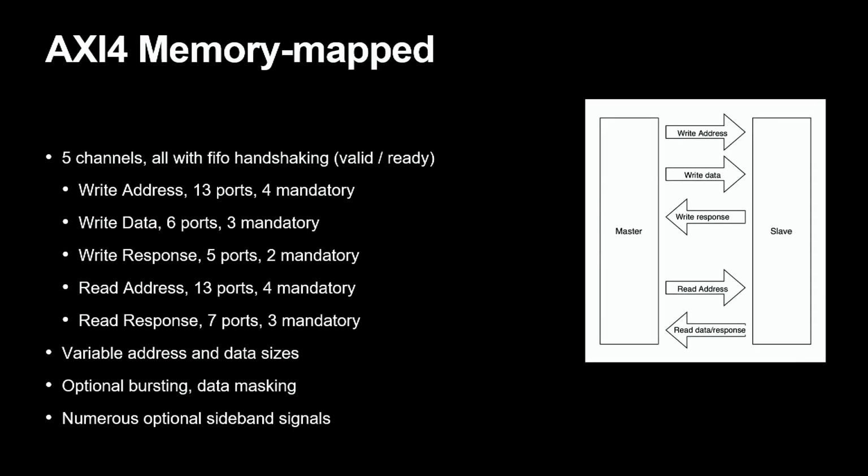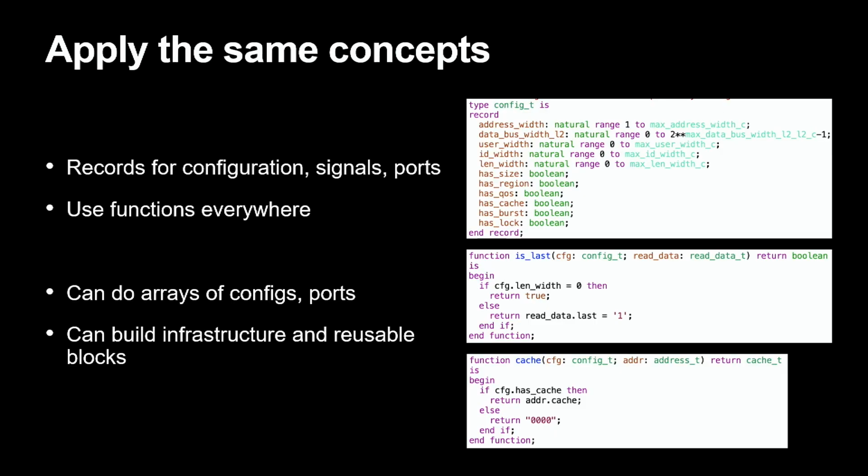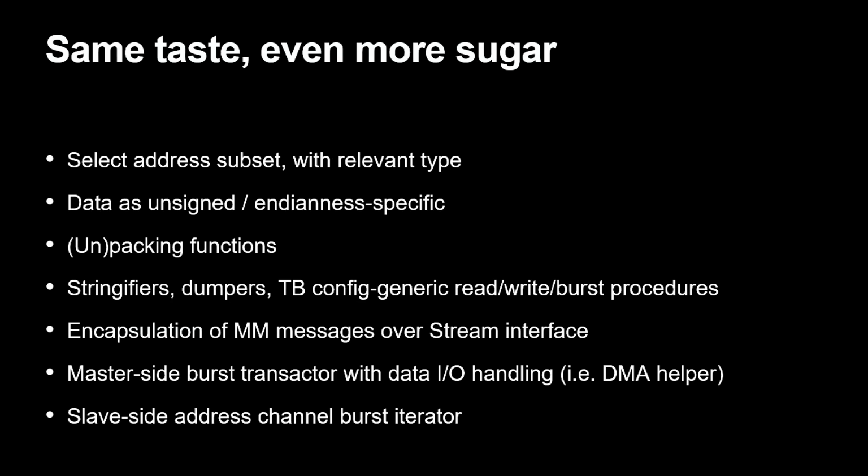If we move to AXI memory mapped, it's like AXI stream with the same kind of flexibility, but we have 5 channels instead of 1. And everything is optional, roughly. We can apply the same concepts. You get the idea. And we can have the same kind of niceness in terms of blocks.